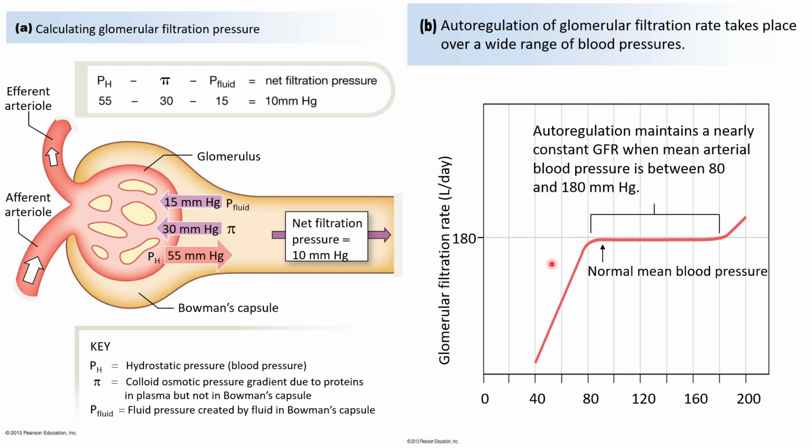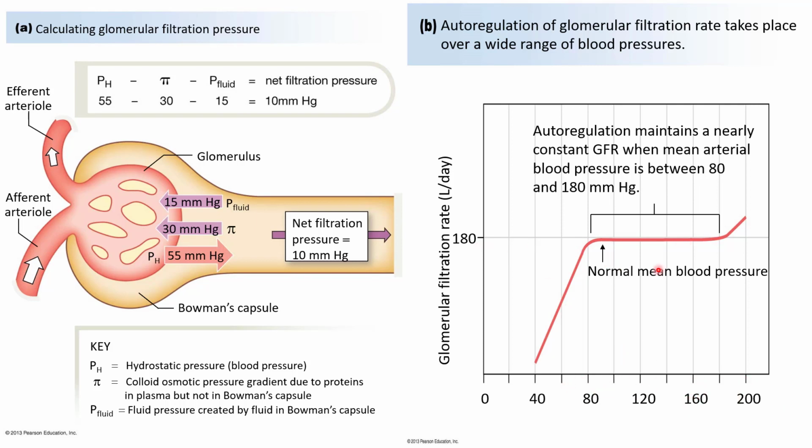So 180 liters per day get filtered. Again, 99% of that is going to be retained. So that means about 1.8 liters per day would be excreted. Well, the question becomes, why is this so stable? Why do we not have a continual, linear increase in GFR as we get to higher and higher hydrostatic pressures? Because this would reflect the hydrostatic pressure.